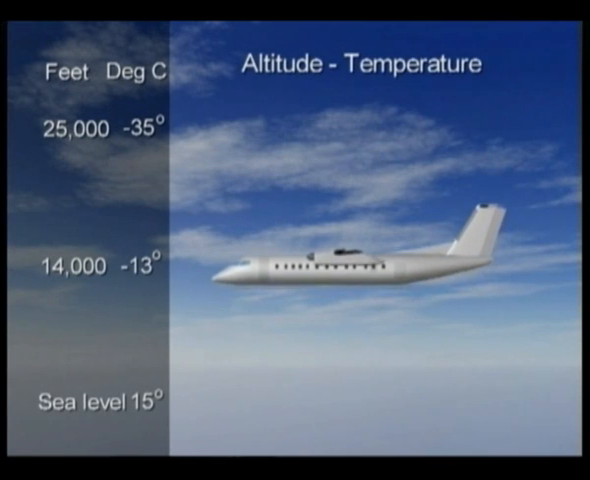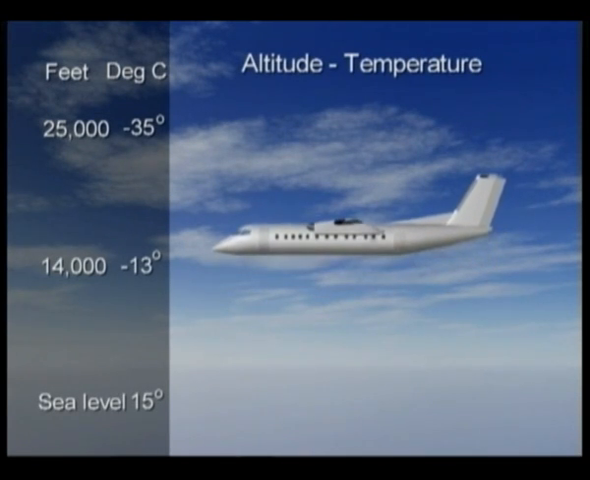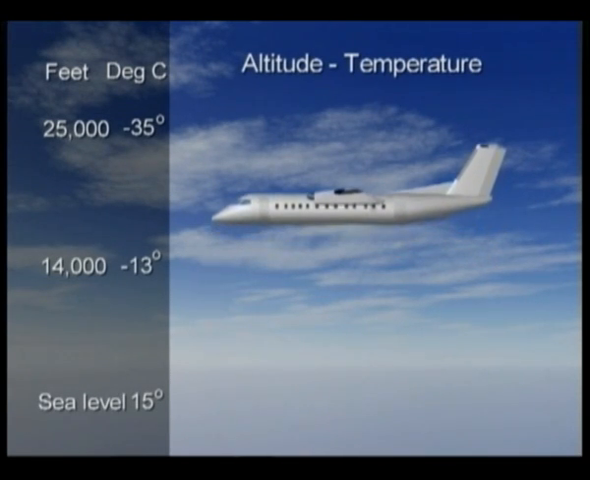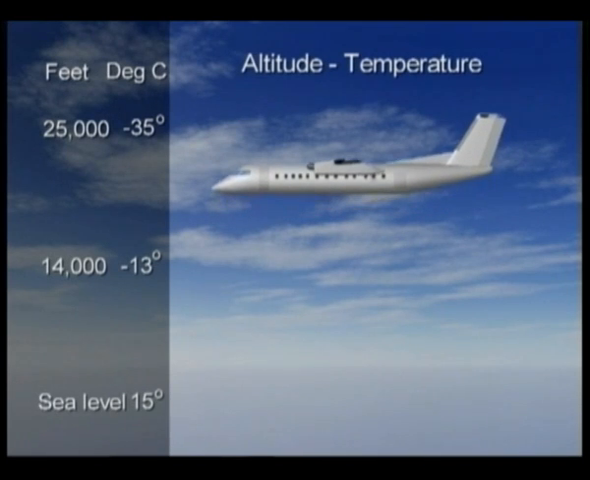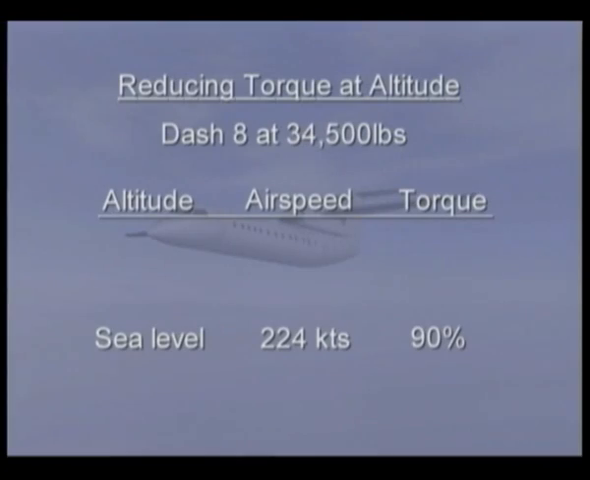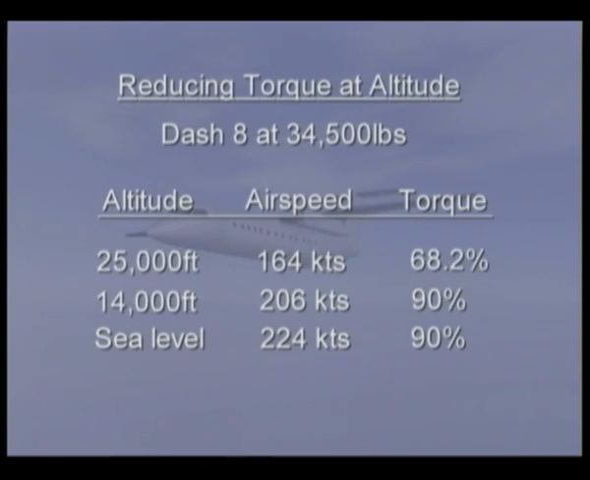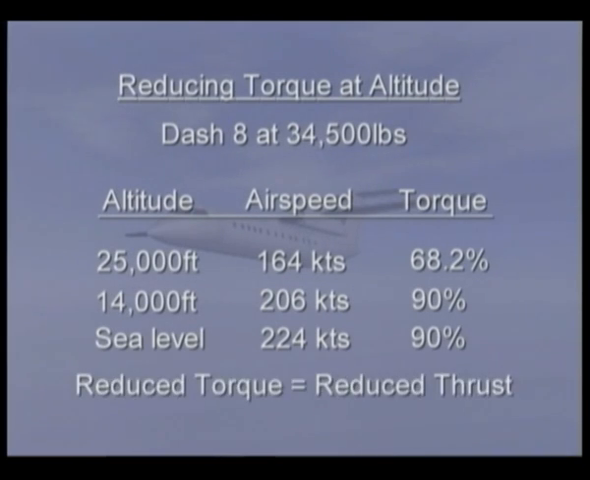Turboprop aircraft operate at much lower altitudes, but they too suffer from the effects of density and temperature. At sea level, the air is thicker, and therefore there is more torque. The higher you go, the indicated airspeed decreases and the air is thinner. Therefore, there is less torque, and less torque means less available thrust.